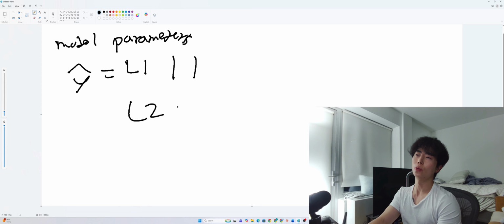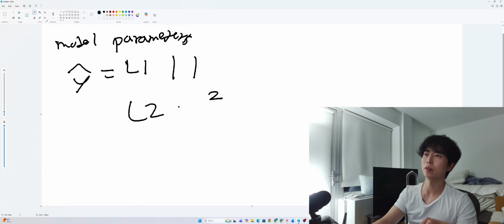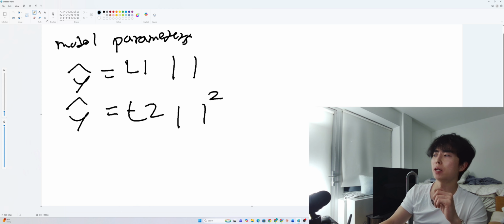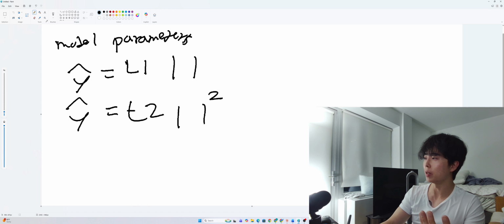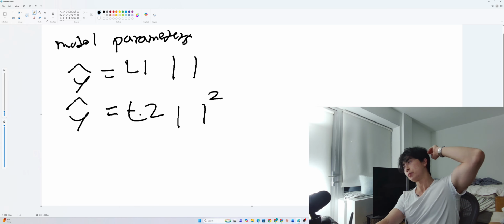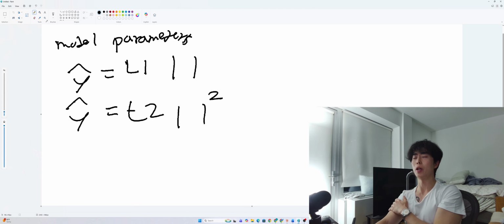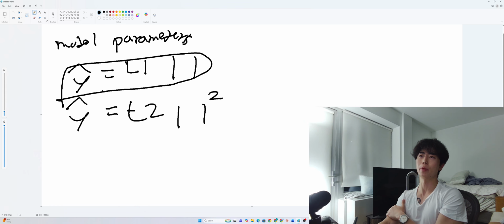For L2, we square some sort of value. So the y hat, it doesn't eliminate the unimportant features, but it still leaves them in. So L1 can be used as a feature selection method as well.